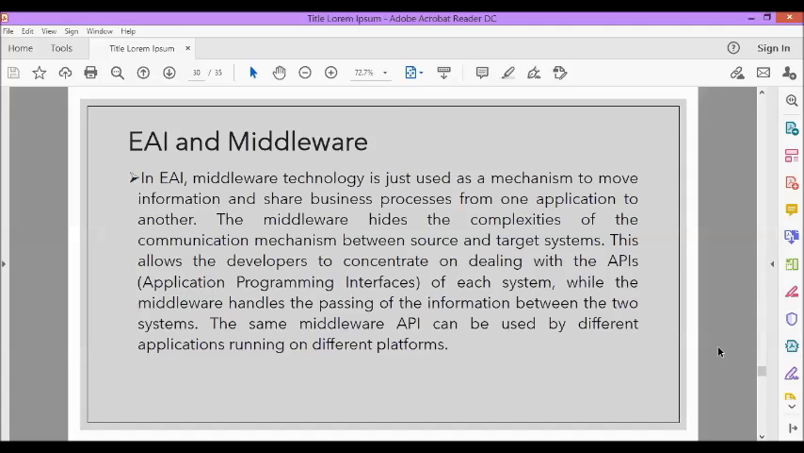So as an underlying technology of EAI, middleware can be used at any level of integration, even at user interface level, because business portals can be considered as a kind of middleware. However, the most common use of middleware technology is with message broker at application interface level.